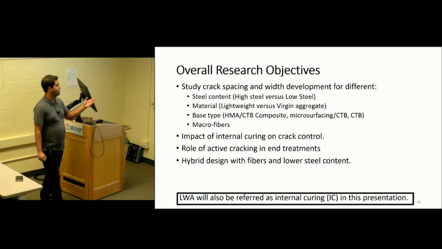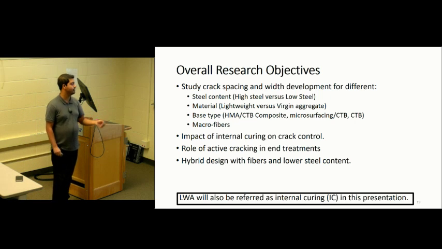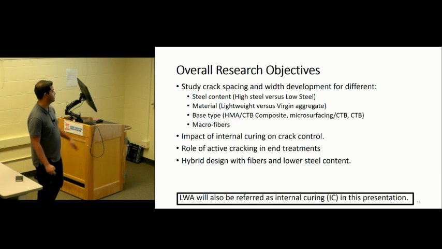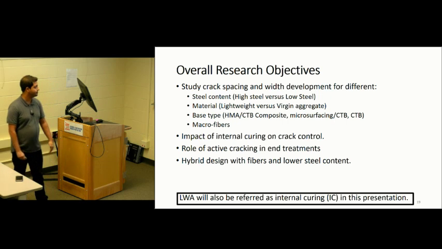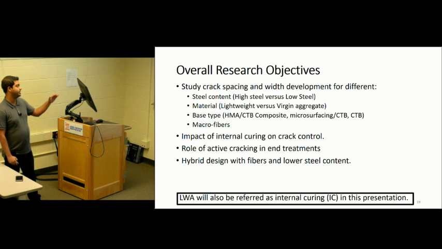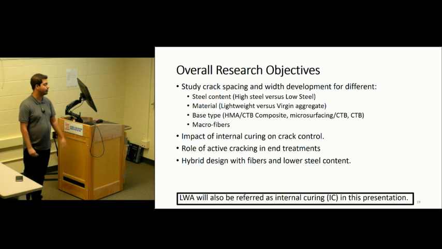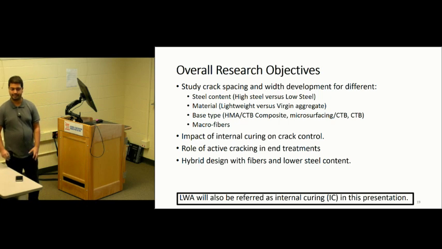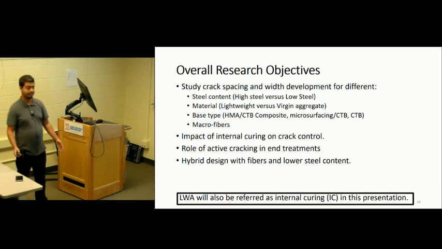The type of base, using a composite base, a microsurfacing, or just using a CTB base, how does it affect the friction? Using fibers? All of these, the role of all of these in the performance of spacing and width. And we also want to see whether we can reduce the cost by lowering the amount of steel and adding fibers to it. How does that affect it?